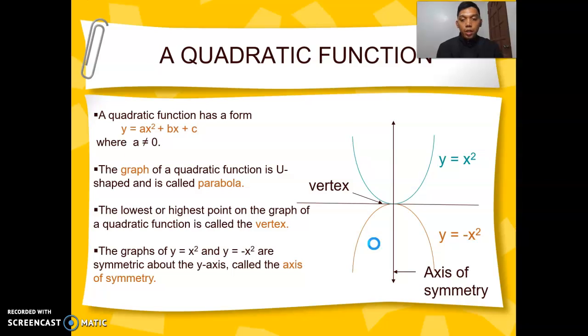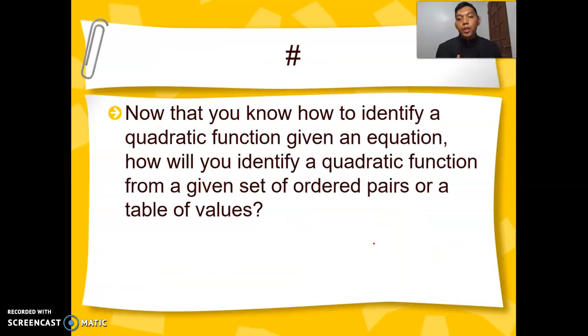Okay, so now let's proceed. Now that you know how to identify a quadratic function given an equation and given a graph, how will you identify a quadratic function from a given set, a given set of ordered pairs only, in a table of values?